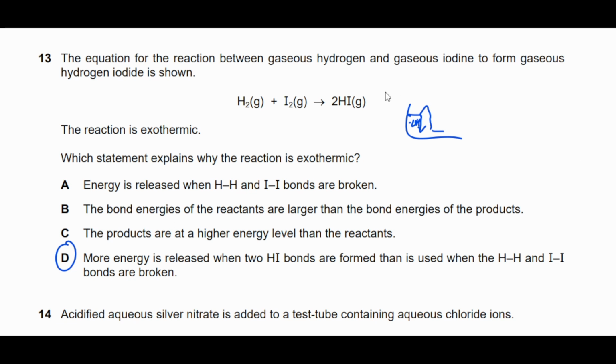Because bond breaking is endothermic because you need to absorb energy in order to break the bonds. So therefore the opposite is true for bond forming. Bond forming would be exo. So in order for the reaction to be exothermic, the amount of energy used to form the bonds must be greater than the amount of energy used to break the bonds. Okay, therefore the answer is D.